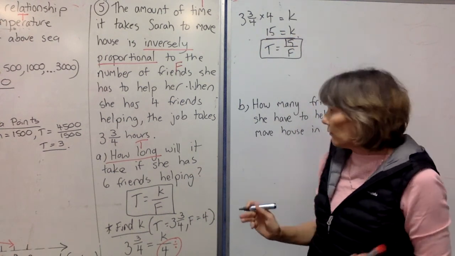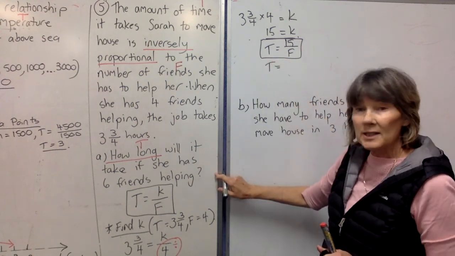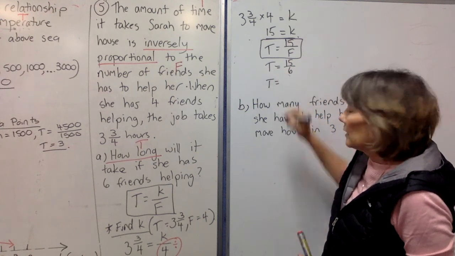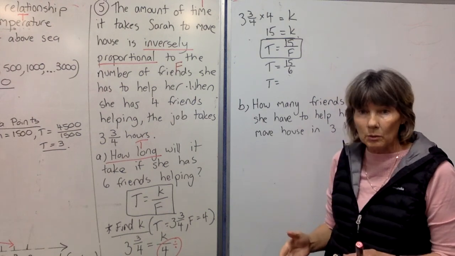So we're now going to have our formula, which says that. And now we're going to use our formula. So it says, how long will it take? We're finding time. If she has 6 friends helping, so you put 6 in for your friends. Now you go to your calculator and you put in 15 over 6 equals.